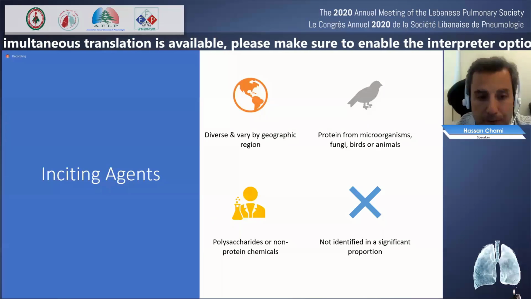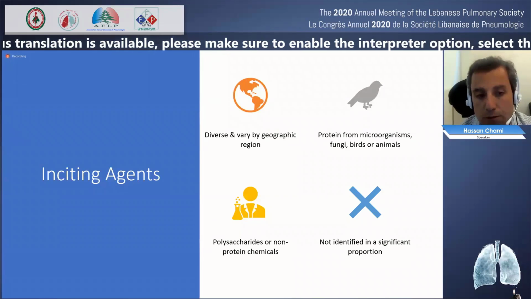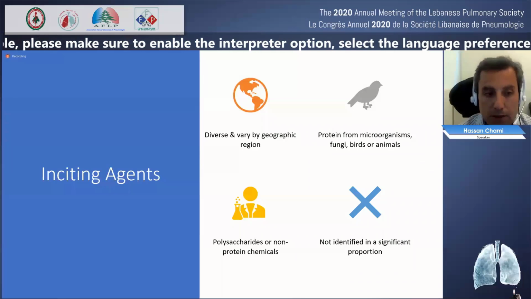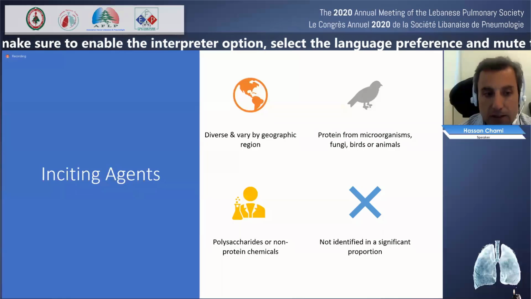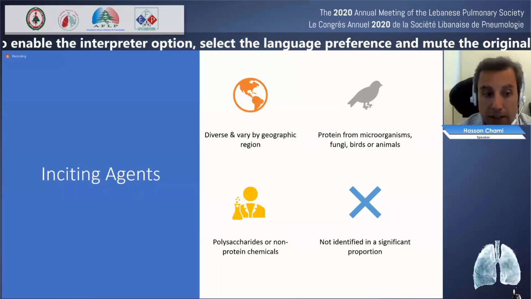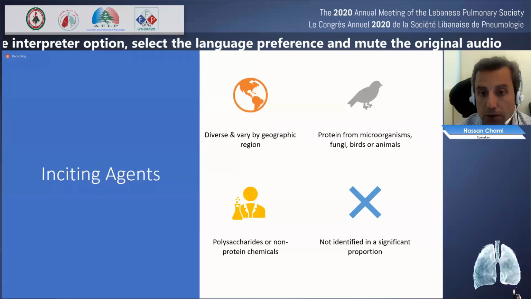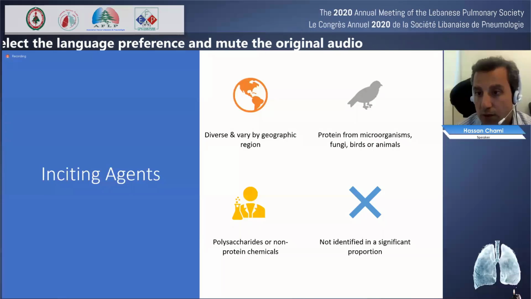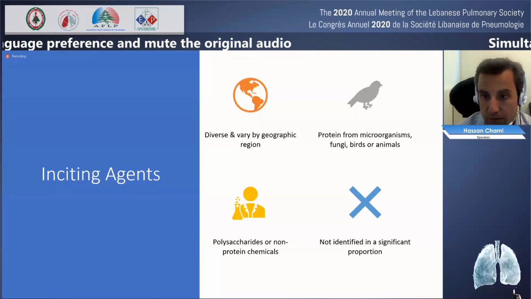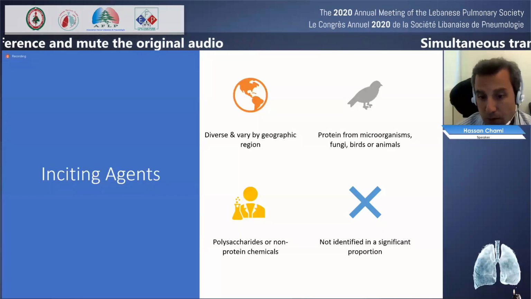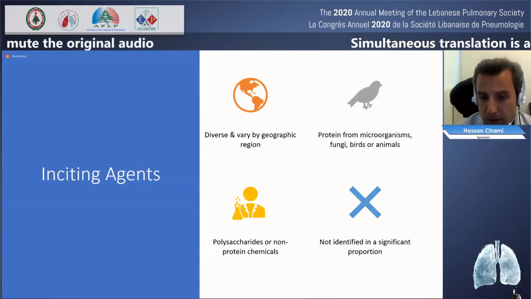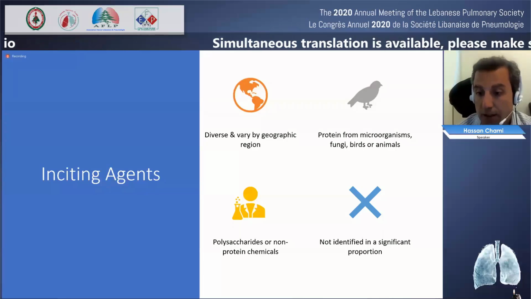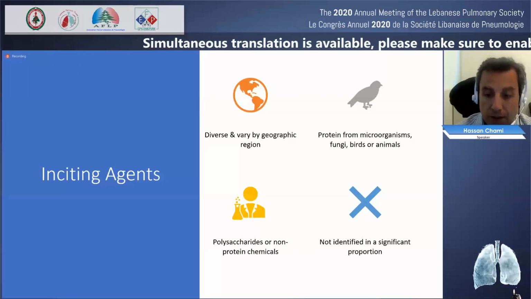So, like I said, the patient would usually be susceptible and exposed to an inciting agent, but detecting this inciting agent may be problematic, as these agents are diverse and vary by geographic region. They are primarily proteins coming from microorganisms, fungi, birds, and animals, but they could also be chemicals and polysaccharides. And again, to emphasize, they are not identified in a significant proportion of patients.